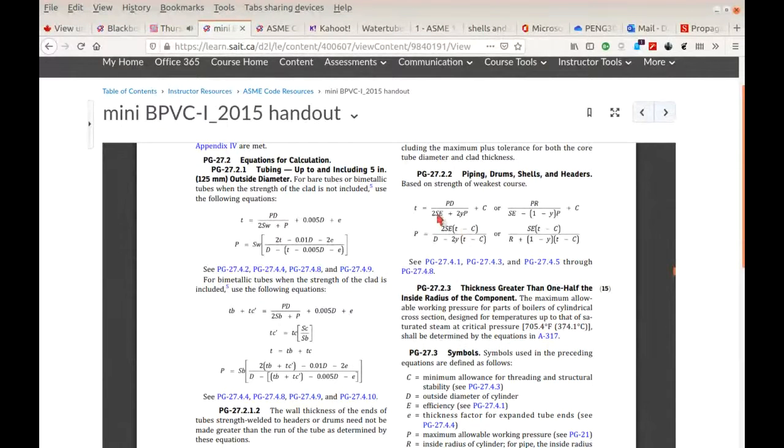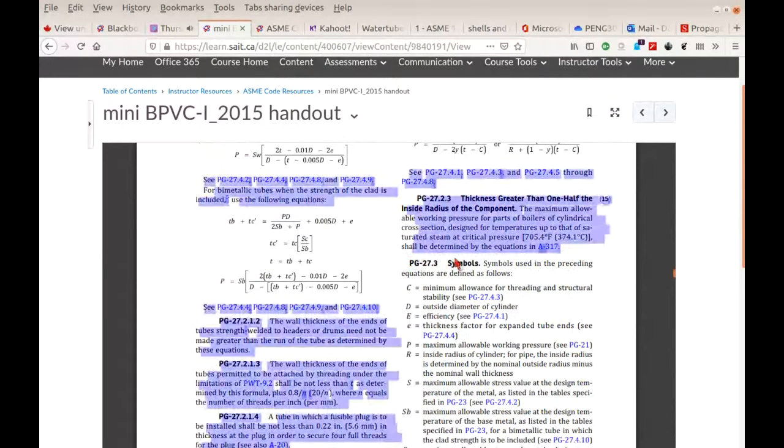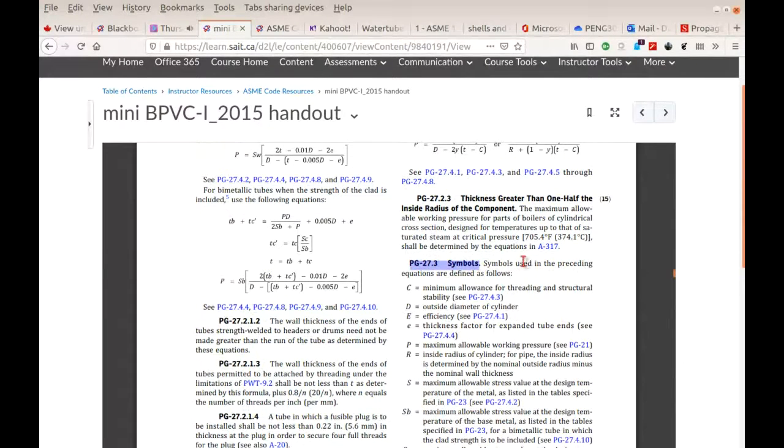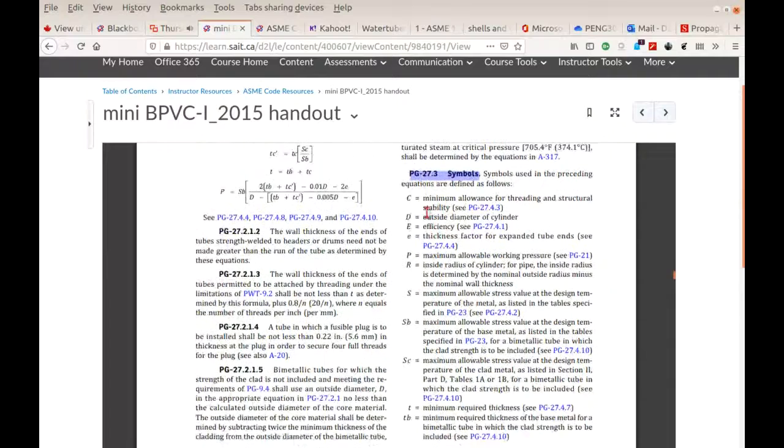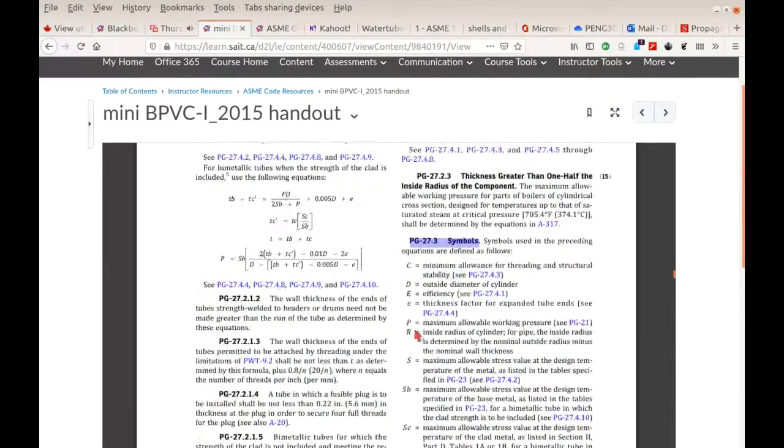So let's take a look at some of the other things here. We know what S is. We know what P is. We know what D is. Now we know what R is. And again, all of the symbols are here, PG 27.3. Okay, so if you ever get a little bit confused exactly what these things are, you can find them.